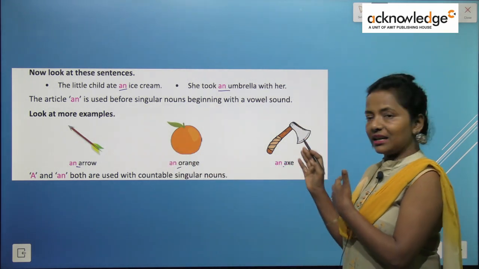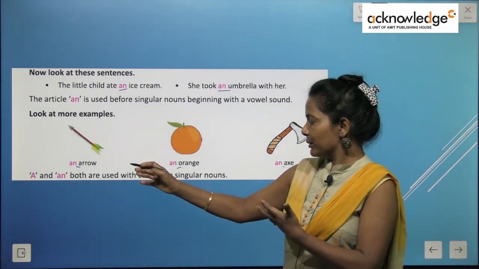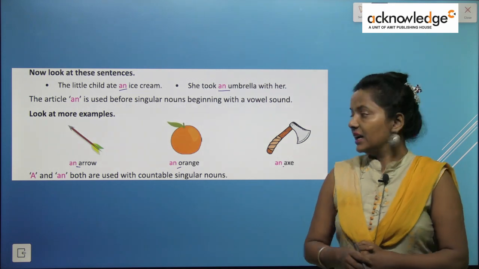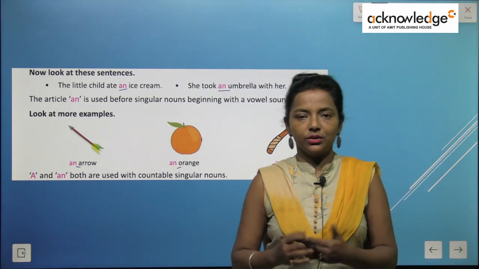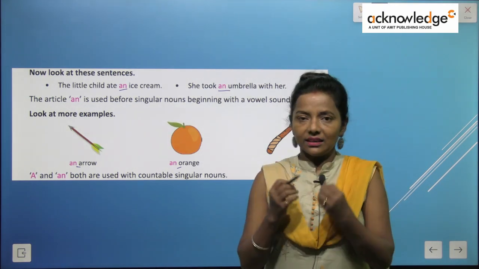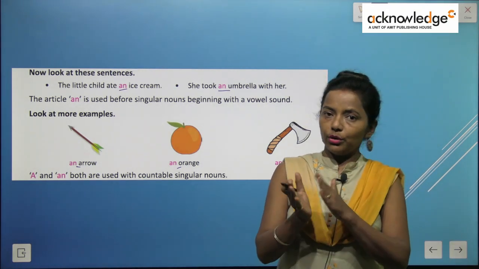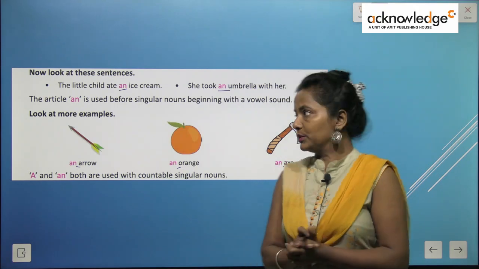All these things can be counted. Fine, an arrow can be counted, oranges can be counted, and the axe can also be counted. So a and an both are used with countable singular nouns. In both, the singular nouns were used.